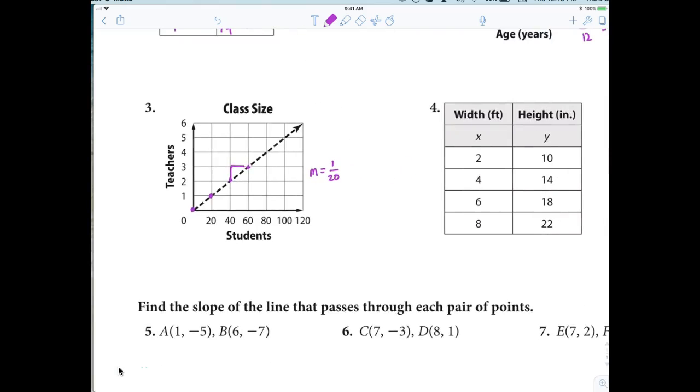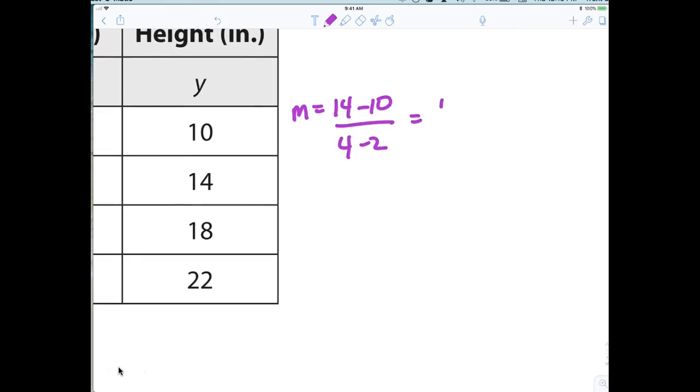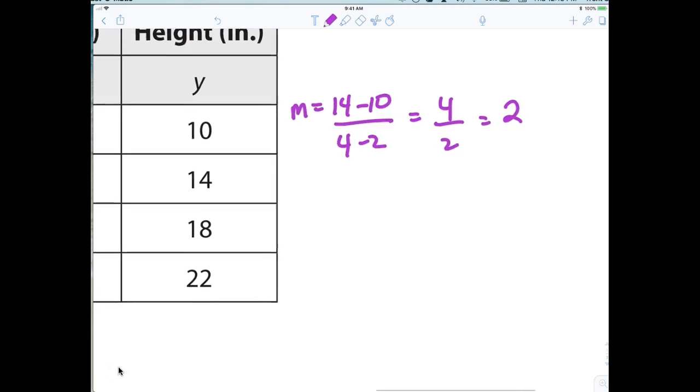All right. Let's go to number 4. Does it matter again? Somebody said 2. So I want you to write M equals 14 minus 10 over 4 minus 2. What's 14 minus 10? What's 4 minus 2? What's 4 divided by 2? Beautiful.